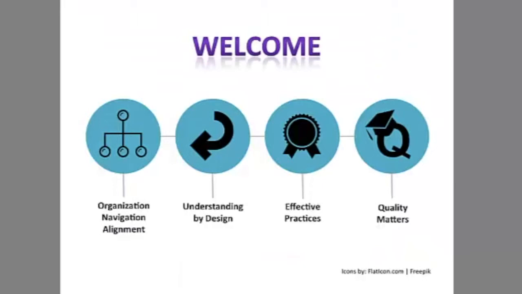Here is our agenda for the time that we have together. We're going to talk about 4 main things. The first is some general considerations with online course design, including organization, navigation, and alignment. The second area is understanding by design or backwards design, which is a theory or framework that you can use when approaching design of an online course. The next area is effective practices for designing online learning, and really some overall things to keep in mind as you move forward. And the last area that we'll talk about very briefly is designing with quality matters in mind.